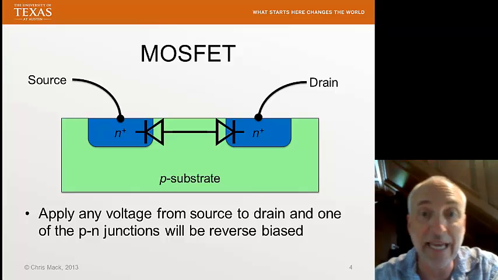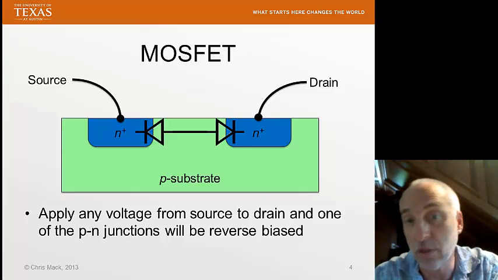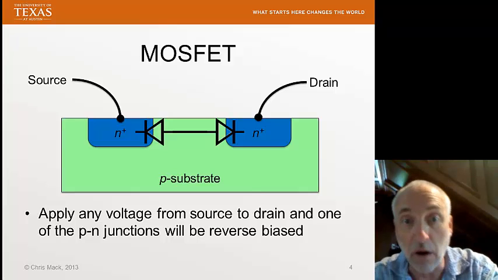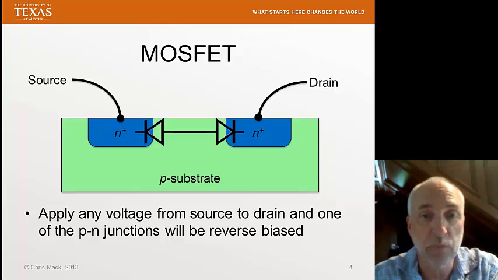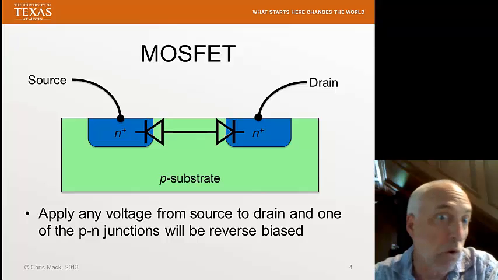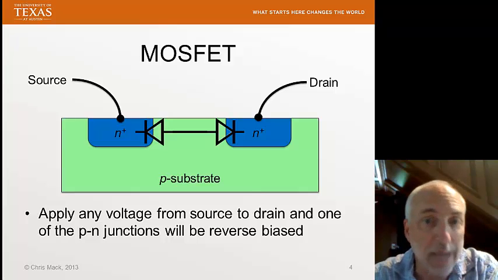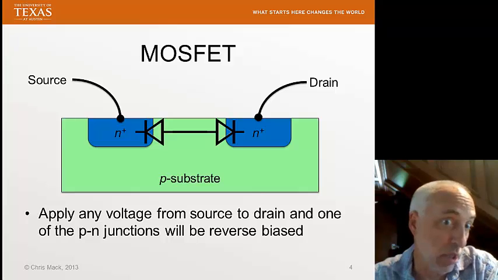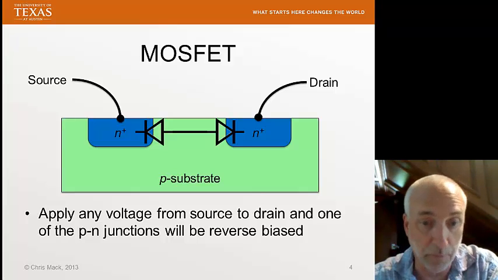In other words, we can think of each of these PN junctions as a diode, but the two diodes in series are pointing away from each other. Remember, a diode is like a switch that only allows current to flow in one direction. So in this configuration, I could never get current to flow from the source to the drain, because no matter what, one of these diodes will be like an open switch while the other one is closed, and I'll never be able to get current to flow.